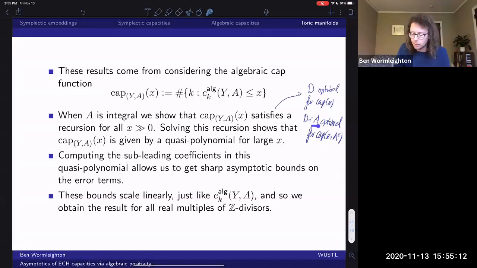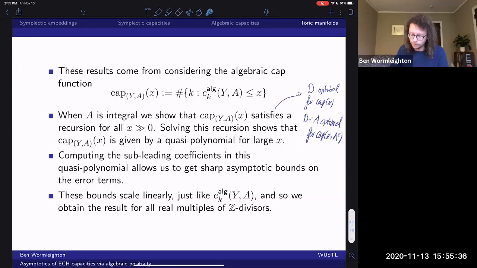I would comment that the one way you can get around this, you get an inequality in one direction, so only an upper bound when A is something more general. So say if A is an R divisor, which is not a real multiple of any Z divisor, then you still get an upper bound by using a similar technique to this, but you don't get a lower bound.